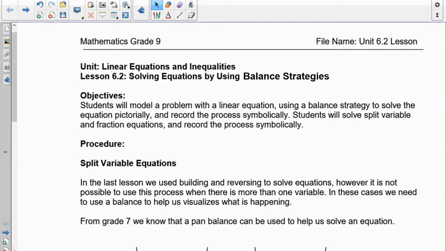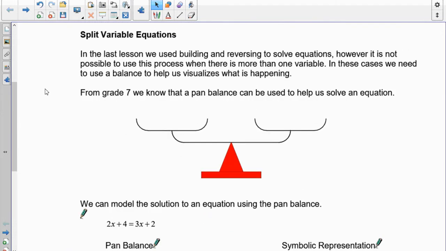And we're also going to take a look at how to get rid of fractions in equations so you don't have to worry about working with fractions. So let's get started. Split variable problems.